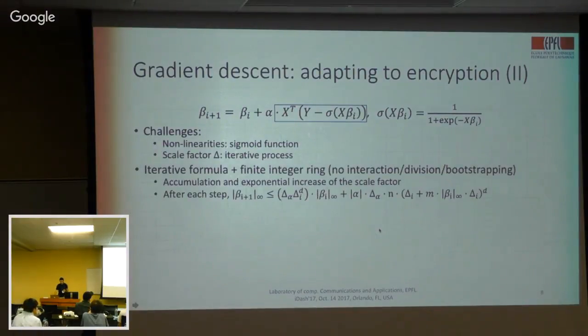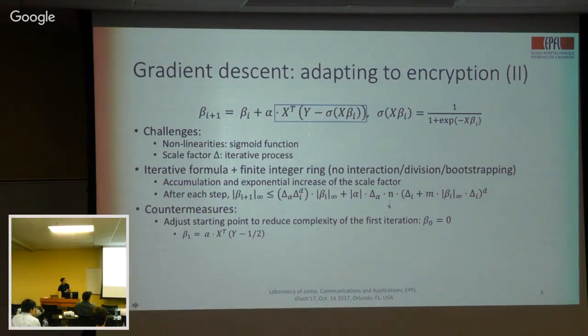So, going to the second challenge, which is how to cope with the relative costs. Due to the fact that we are working in a finite ring, we have no division and no restricted precision, so the scale factor and size of the values get increased. It gets raised because of the degree of the polynomial approximation multiplied by the sigmoid function, and also multiplied by the size, the number of rows in the matrix, and here the number of covariates that we have also intervenes. So the strategies that we can apply for that are either adjusting the starting point, reducing the complexity of the first iteration, because the first iterations are the ones that have more impact on this scale factor and the growth of the parameters.